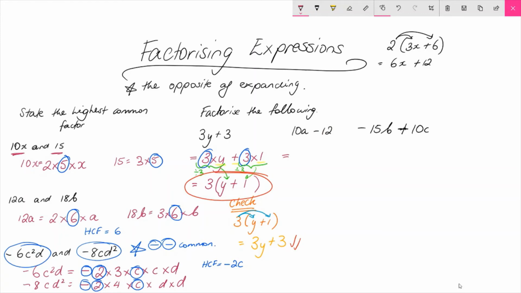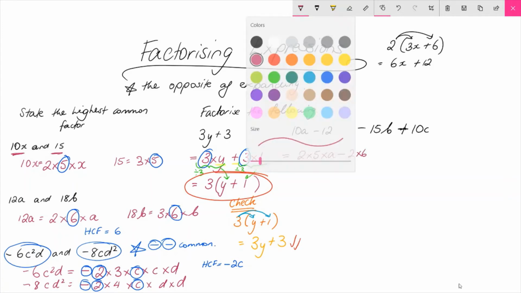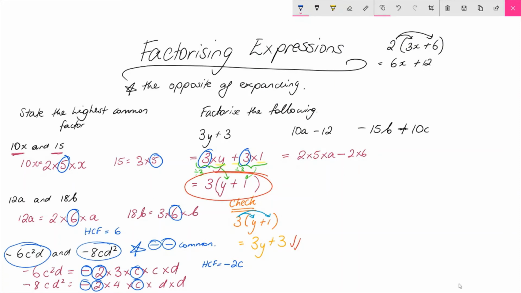Okay, 10a minus 12. So let's break it up into some factor pairs. 10 can be written as 2 times by 5 times by a, and we've got a minus, and then 12 can be written as 2 times by 6. Now let's have a look at what we have that's common. First of all, the 2 is common. Then we have to ask ourselves, are any of the signs common or any of the pronumerals common? Not in this case.